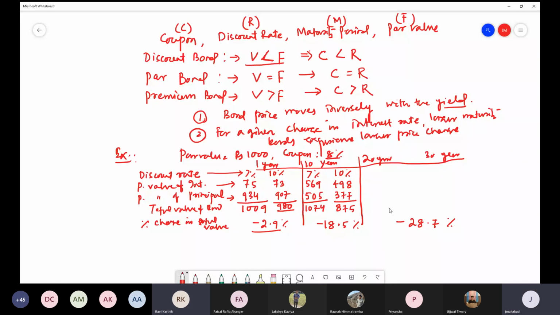So in this case, what we have seen is that the price volatility of longer term maturity bonds is higher. That's why we say that investment in the longer term period is relatively risky in comparison to the short term period, because if there is a change in interest rate, the price of your particular bond can move to a larger extent in comparison to the short maturity bonds.